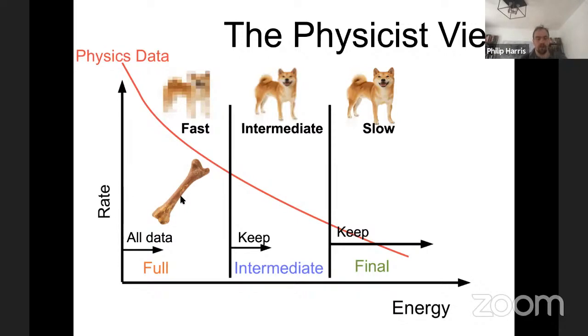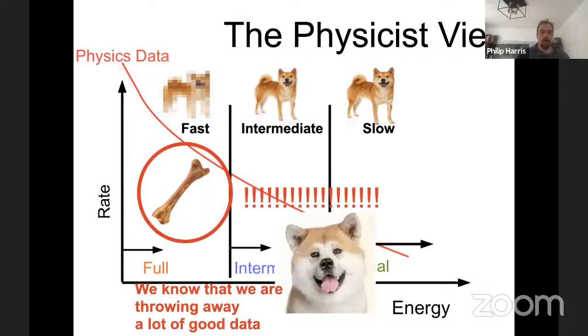Now, thanks to the data we've had at the LHC over the past 10 years, we've come to realize that there might be hidden signals. And there are hidden signals in this lower energy regime that we're just throwing out. So in fact, we know there's good data we're throwing out. So we want to see if we can analyze it thanks to deep learning and new processing technology.